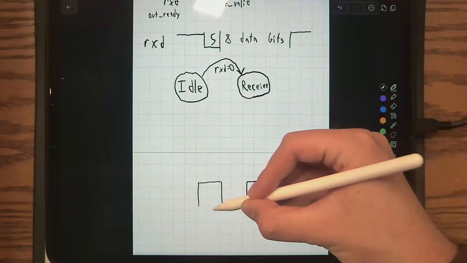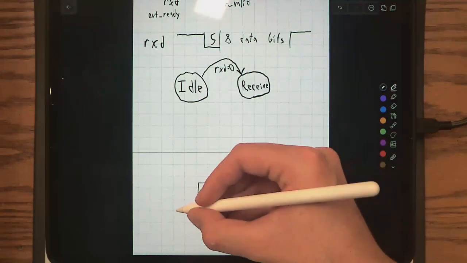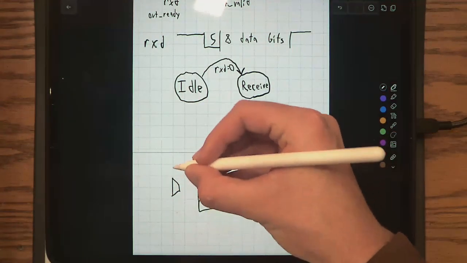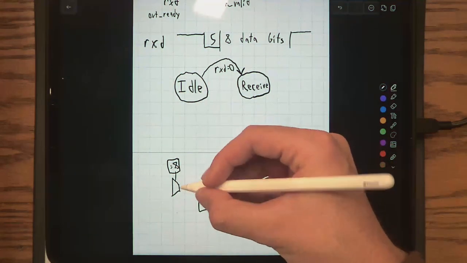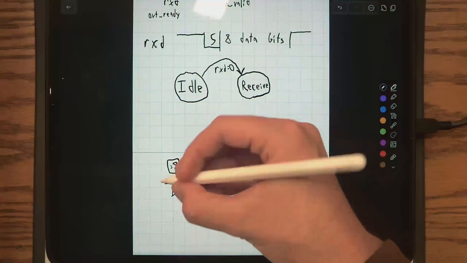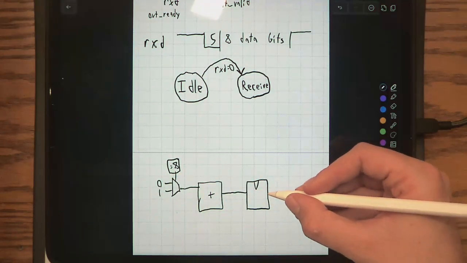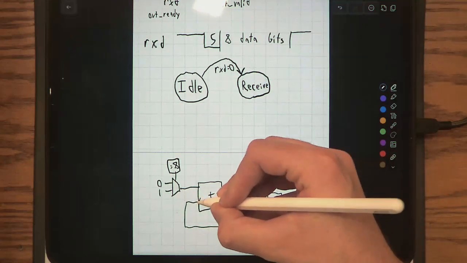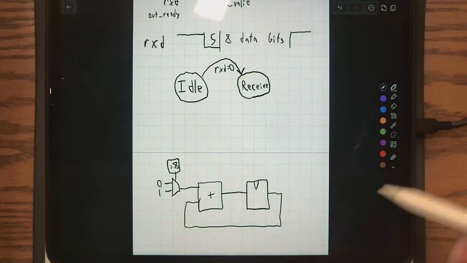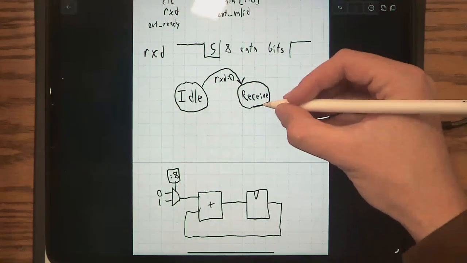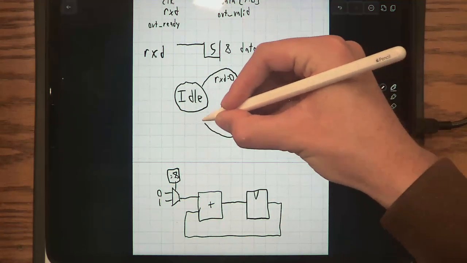So just have an adder, and then an equals-to-8 unit that feeds into a mux. So if it's equal to 8, add 0; not equal to 8, add 1. Something like this. So this will keep adding until it equals 8. And then inside of this receive state, we exit receive and maybe go back to idle.